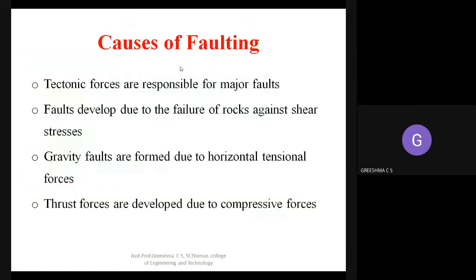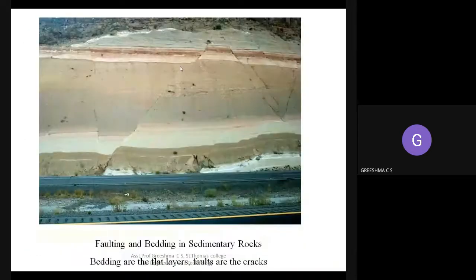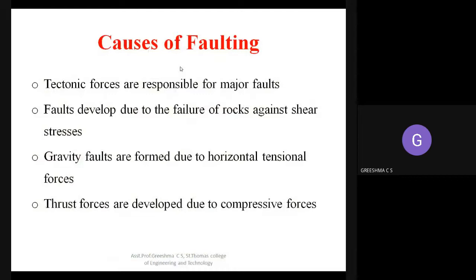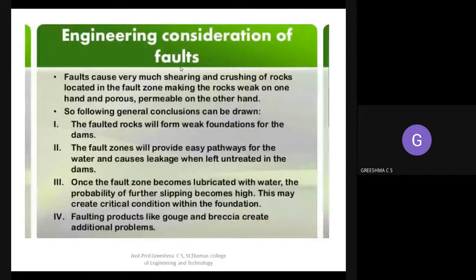So here the rock is faulted. If the rock is faulted like this, it will not be able to take a huge amount of load. So such sites cannot be chosen for dams. Fault zones will provide easy pathways for the water and cause leakage when left untreated in the dams. Definitely. So if you are choosing such sites for the dam, what will happen? The water will seep down.